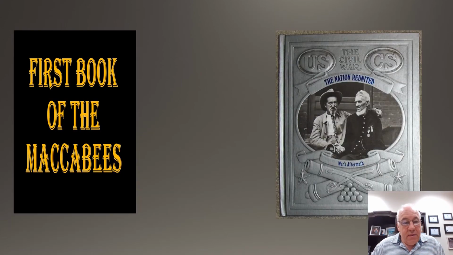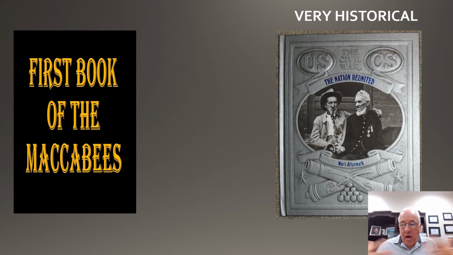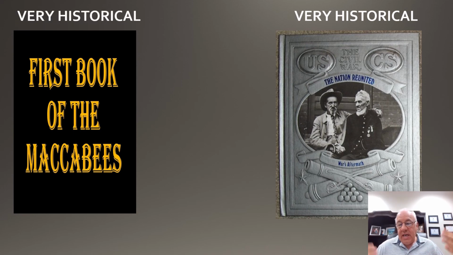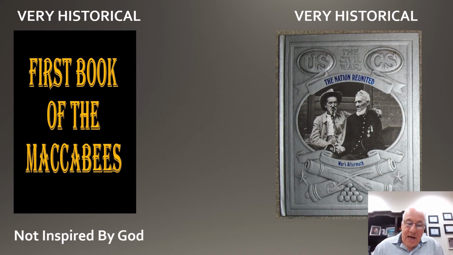So the book of First Maccabees is like this Civil War book that I have. This is very historically accurate. It tells about Abraham Lincoln, about other things of the Civil War and the Civil War times. It is very accurate, just like the book of First Maccabees. The history fits perfectly with other history books and also the Bible. But it's not inspired by God, just like this Civil War book. So just because it's historically accurate does not mean that it belongs in the Bible.